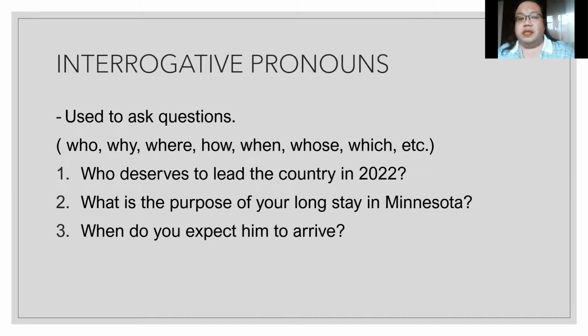Interrogative pronouns. These are pronouns that introduce questions. Very easy, right? So we have who, why, where, how, when, whose, which, etc. So examples: who deserves to lead the country in 2022? What is the purpose of your long stay in Minnesota? When do you expect him to arrive? So when you're asking questions, usually they are found in the beginning of every question.